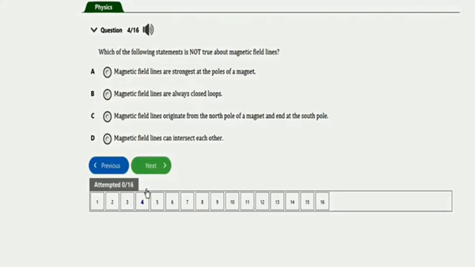So guys, the right option to this question will be option D. Magnetic field lines can intersect each other. This is not true about magnetic field lines. Okay, so this option is not true about magnetic field lines. So it's not a true statement. Next question with this one.